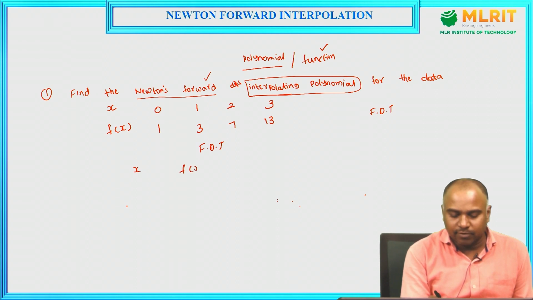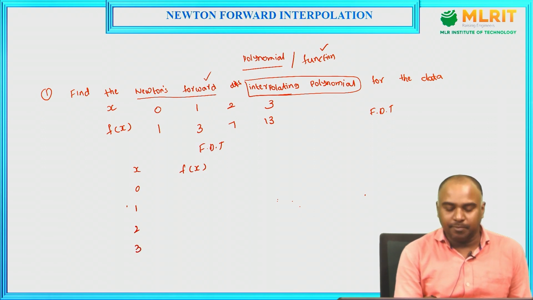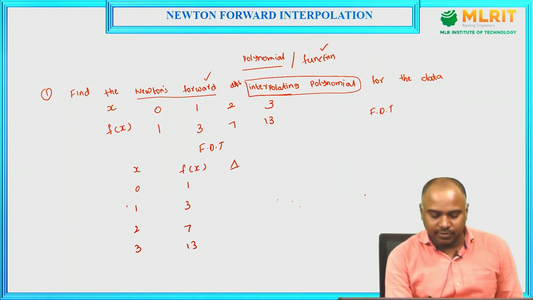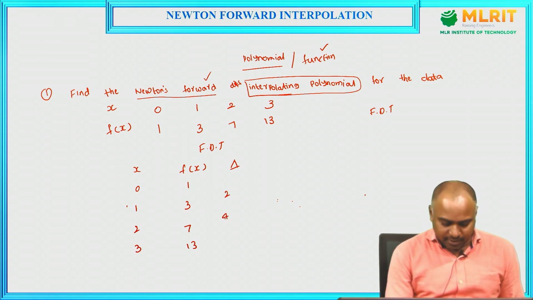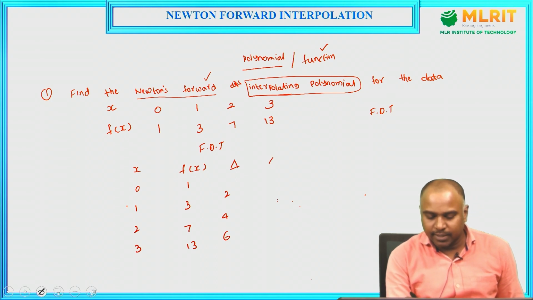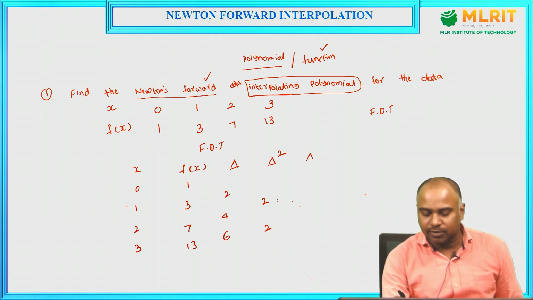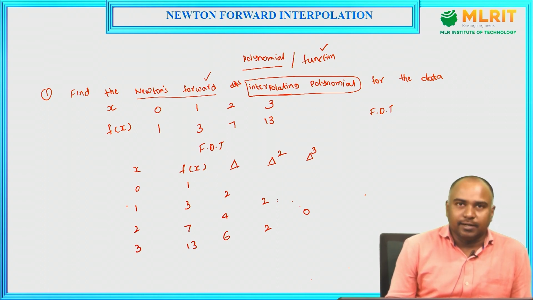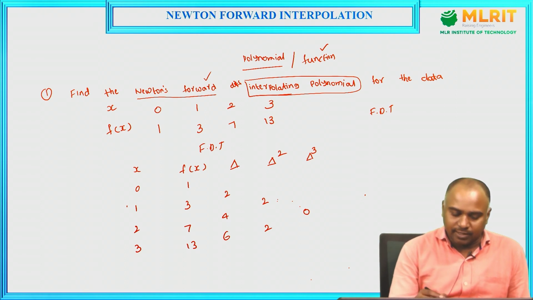x, f of x, where x values are 0, 1, 2, 3, and function values are 1, 3, 7, 13. We need to find the differences. First order differences: 3 minus 1 is 2, 7 minus 3 is 4, 13 minus 7 is 6. Second order differences: 4 minus 2 is 2. The difference table is constructed as in the previous sessions. To learn how we construct the table, go back to the previous lecture and check.